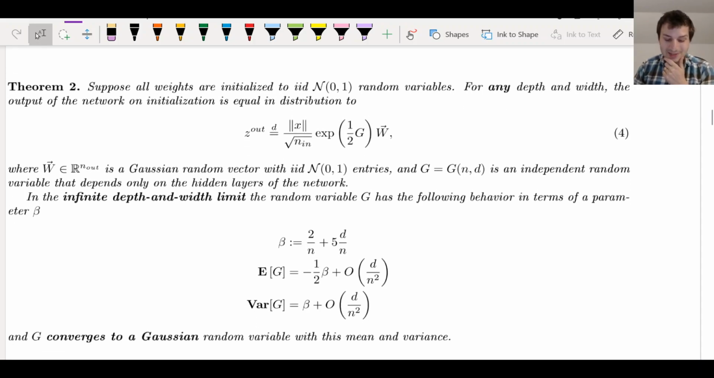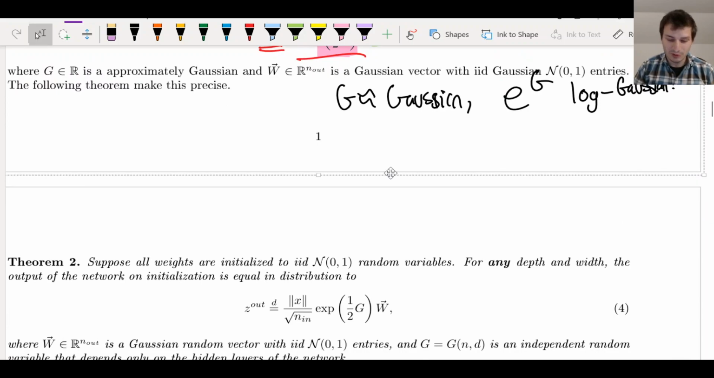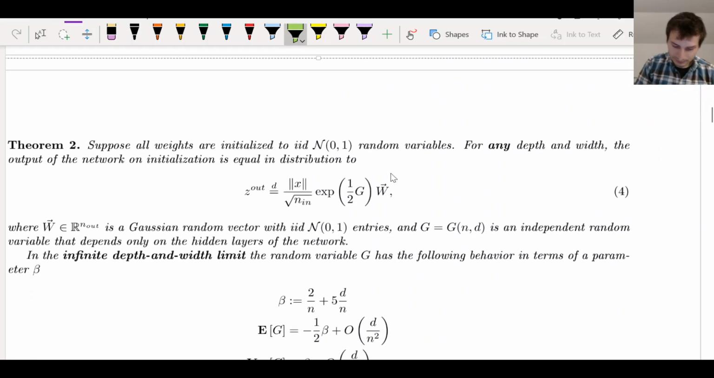Suppose all weights are initialized IID normal 0, 1 random variables. For any depth and width, so no matter what d and n are, the output of the network on initialization is equal in distribution to, and there's a little formula here. Just like before, the formula has the same three parts as before. So it's got the Gaussian vector W.